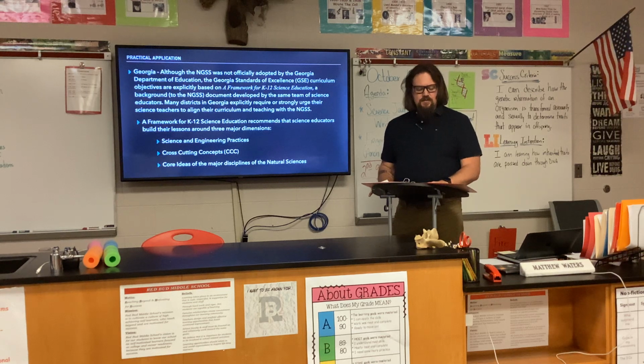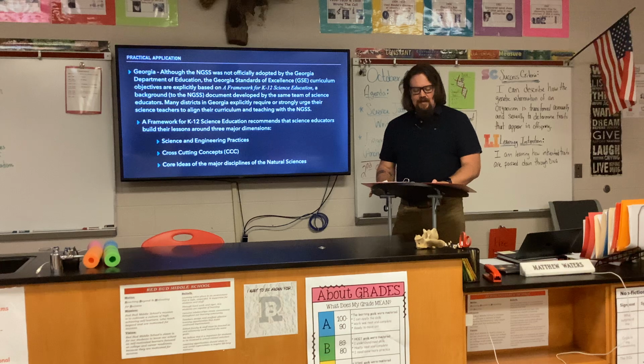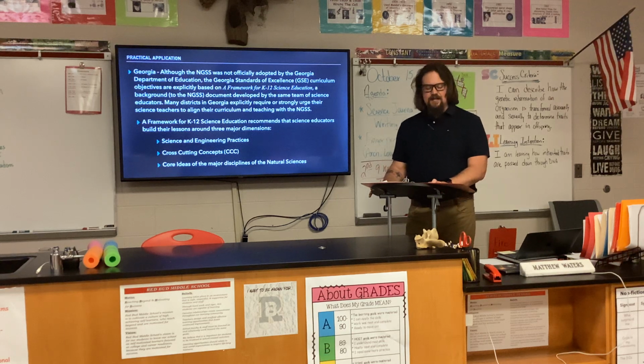NGSS formulations appear to focus on the same scientific habits of mind as those previously thought to be important by the authors of the Benchmarks for Science Literacy, which was edited and updated by the American Association for the Advancement of Science. These formulations are still essential today and are referenced by our current Georgia Standards of Excellence, GSE.